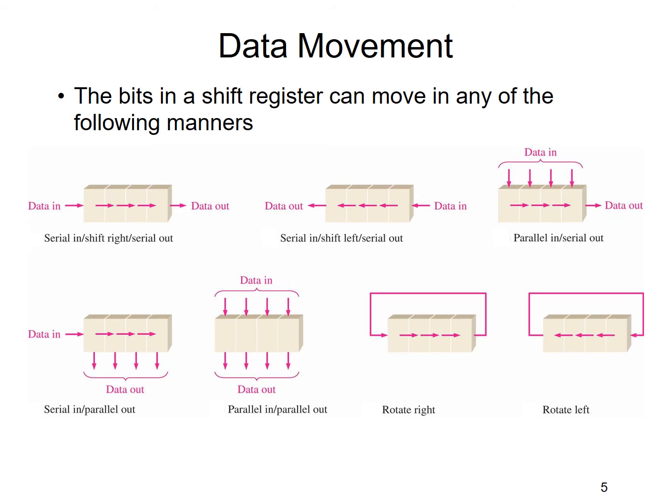And here, right rotation, the data can be rotated from one flip-flop to the other in the right. So this is right rotation. Data can be rotated around the flip-flops from the right side. Similarly, data can be rotated in the shift register from the left side.